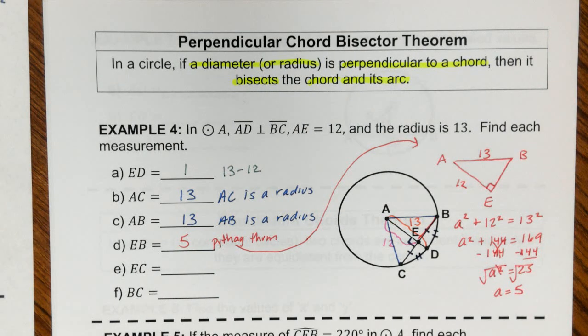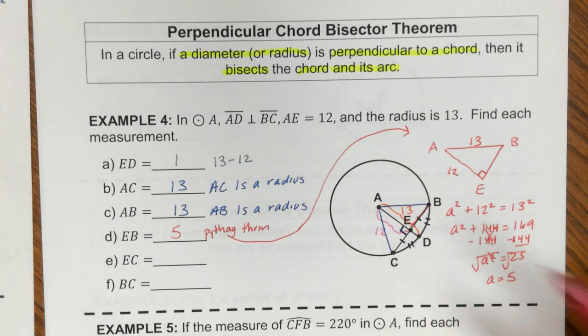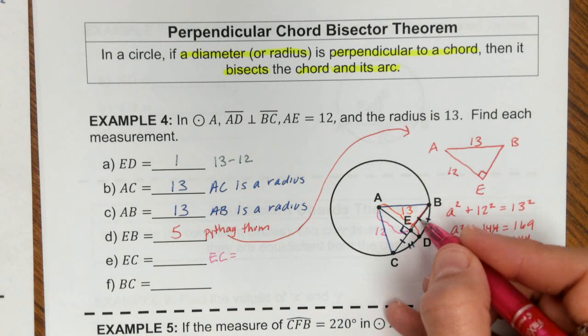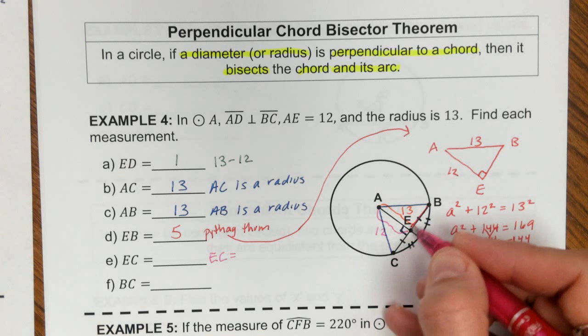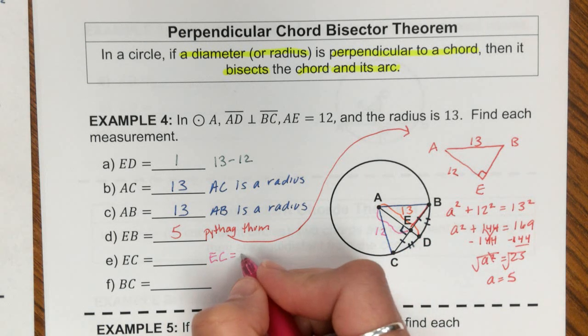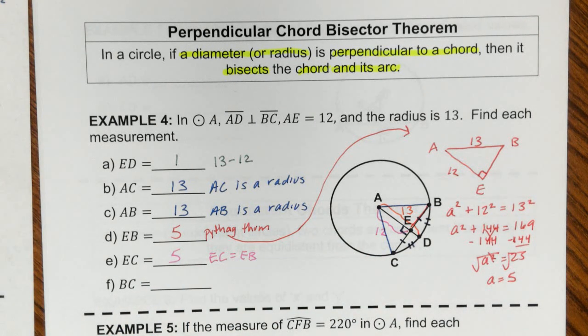Now let's take a look at EC. EC is going to be right here. Well, what we know is that EC is equal to EB. See those congruent marks? Remember, we had perpendicular, so it bisects that chord. So EC is going to be equal to EB, so it will also be 5.